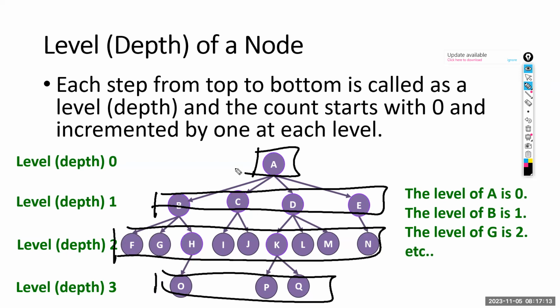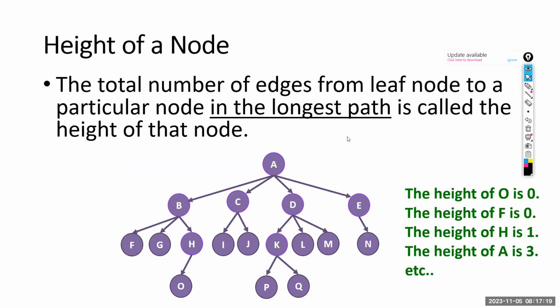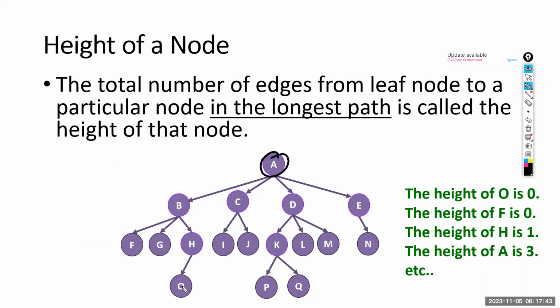But height is not like that. Though they are at the same depth, they can have different heights. For example, these are at the same depth, but this one's height is 0, this one's height is 0, but this one's height is 1. And if you had another one like this, its height is 2. So you have to take the longest path. So what is the height of this one? You have to take the longest path, from this to that to this. So then 1, 2, 3. Okay, 3. So that is called the height of a node.